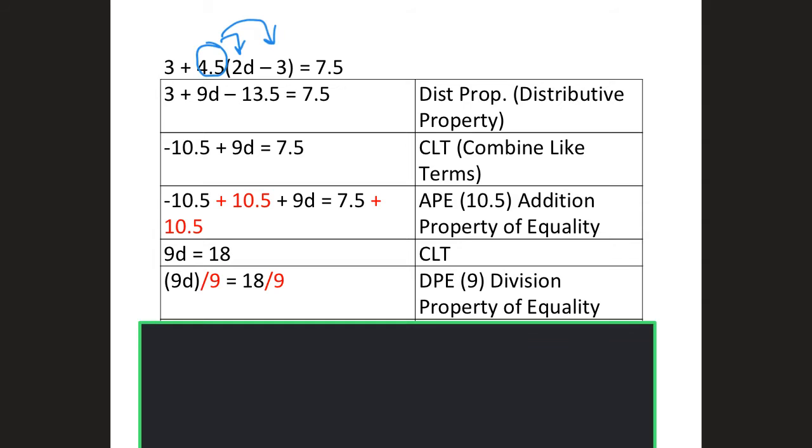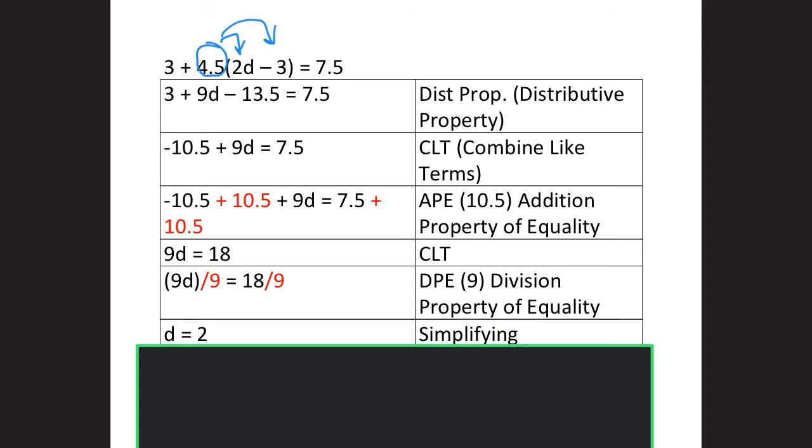Down to my next line, and I'm going to use my division property of equality, DPE. I'm going to divide by 9, so you notice I put the number I'm dividing by here. You don't have to write out the whole thing, though. So here I have 9d divided by 9 equals 18 divided by 9. Come down to my next one, and I simplify. When I do multiplication or division, that is called simplifying. When I simplify, I get d equals 2.